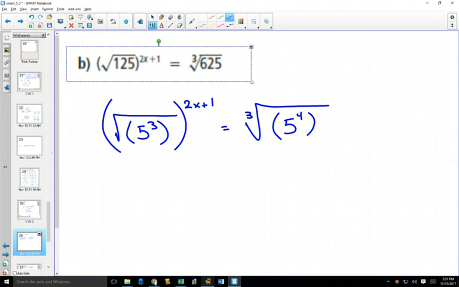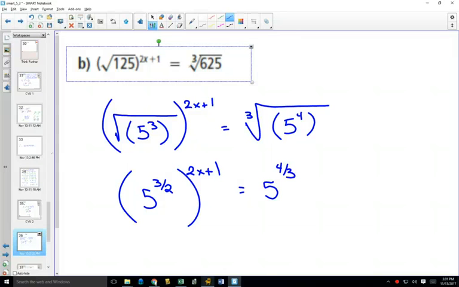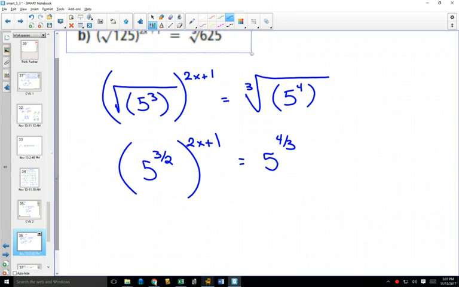On the left side, we've got a couple of things still to do, right? What can I do with the square root? If I deal with the square root, can you see that here you're going to get 5 to the 3 halves? And you'd still have the 2x plus 1 out here. On this side, the cube root, you're going to get 5 to the 4/3. A power to a power means you're going to multiply. This is going to be 3x plus 3 halves.